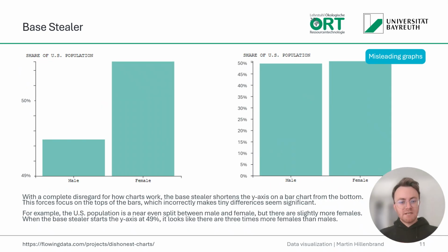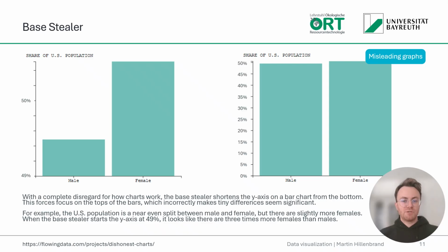The base stealer now would be with a complete disregard of how charts work. The base stealer shortens the y-axis on a bar chart. As I explained before, we are starting with the left chart at 40%, going up to like 45%. But that way you would say, okay, now male and female are quite different if you look at the US population, but if you look at the right, it's like 50-50. So that's again this cutting of the y-axis and distorting results.